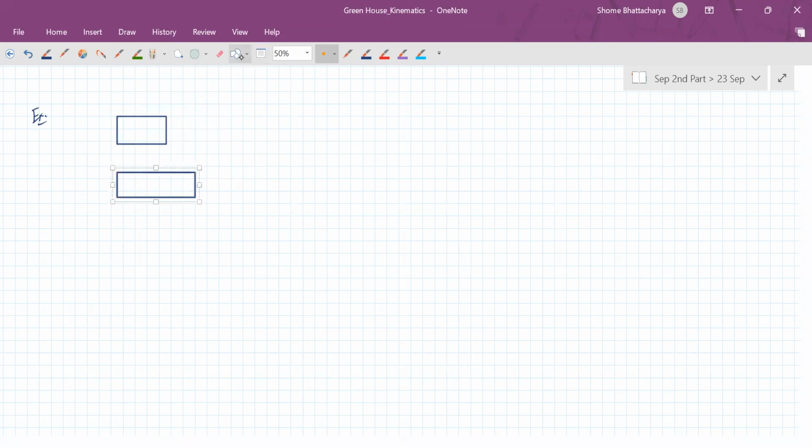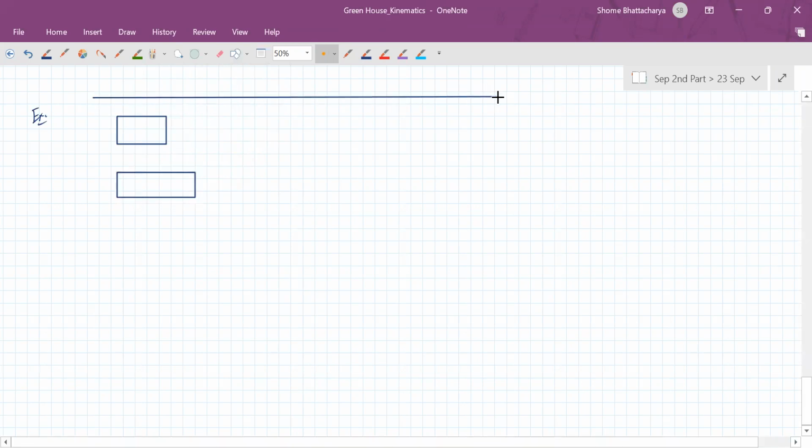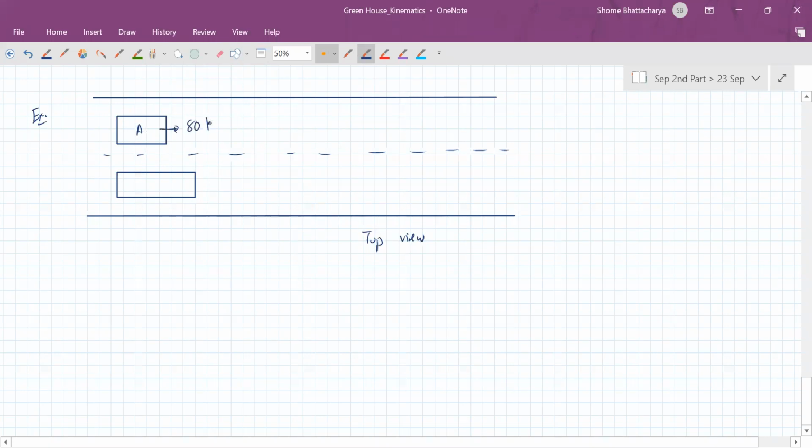Sir, can you scroll up for a second? So this is the top view of a road, okay, let's say, and two cars are moving on parallel tracks. So this time this car is moving at 80 kilometers per hour, and this vehicle is overtaking it at 120 kilometers per hour.